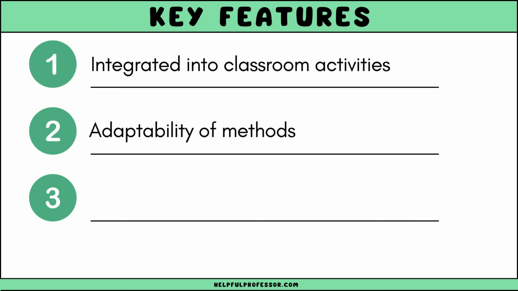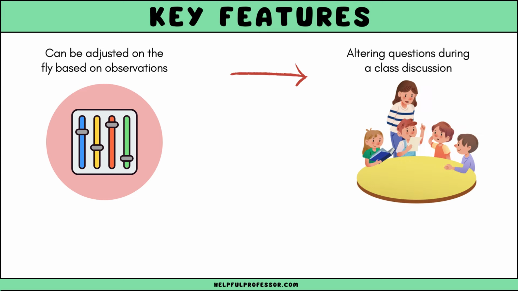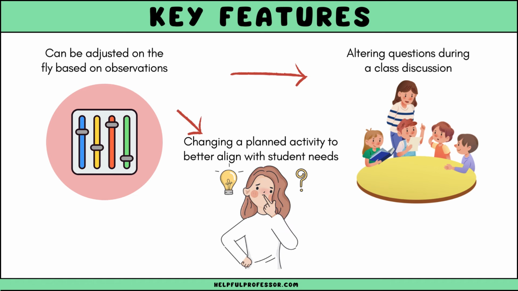Another feature is the adaptability of the methods used. Informal assessments can be adjusted on the fly based on what the teacher observes in the classroom. This might include altering questions during a class discussion to probe deeper into students' understanding or changing a planned activity to better align with student needs.